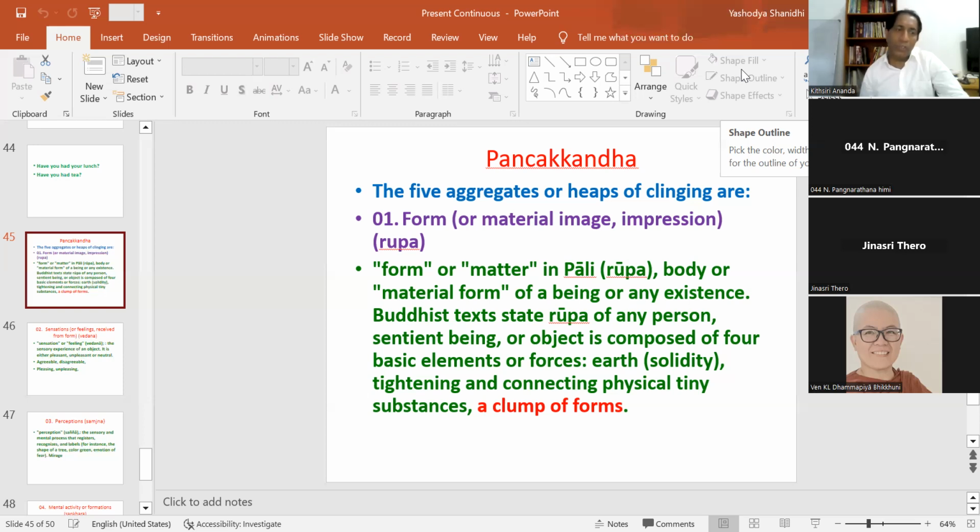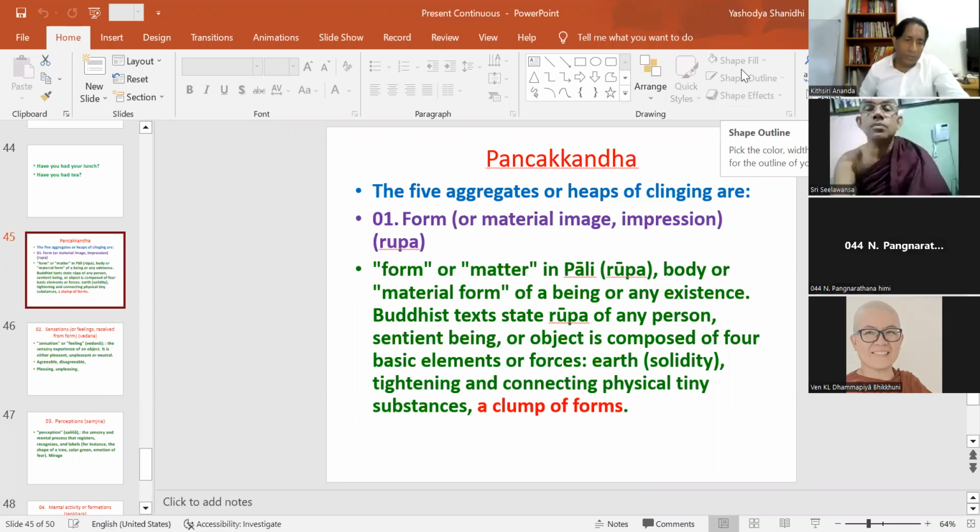And then comes the water element, which supports the process of connecting and tightening. The water element has the quality of cohesion, interconnection. And then comes the fire element, which generates heat, the heat that is generated in the process of tightening. And the fourth one, the air element, spreads the heat throughout the related process.